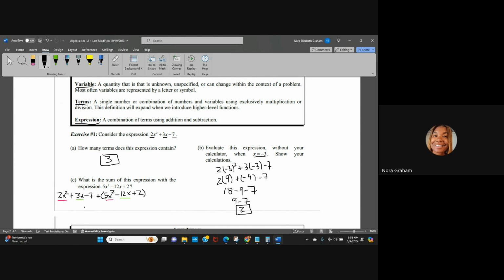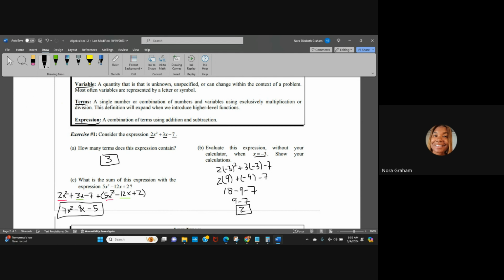So 2 plus 5, that's going to be 7x squared. And then I have 3x plus or minus 12x. 12, 11, 10, 9. That's going to be minus 9x, sorry. And then negative 7 plus 2. I do negative 7 plus 2. That's going to give me negative 5. Right. And that's where I finish.